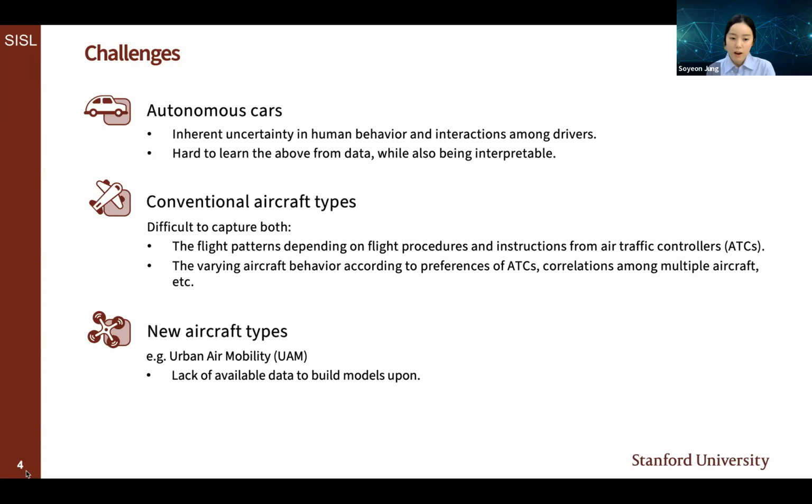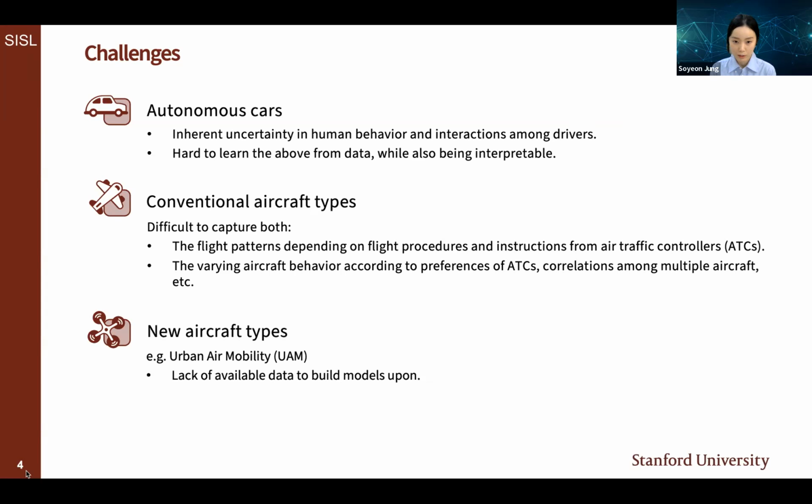For the autonomous driving domain, trajectory models need to capture the inherent uncertainty in human behavior and the complex interactions among drivers. We want a model that learns the above from data, but at the same time, we want the model to be interpretable.